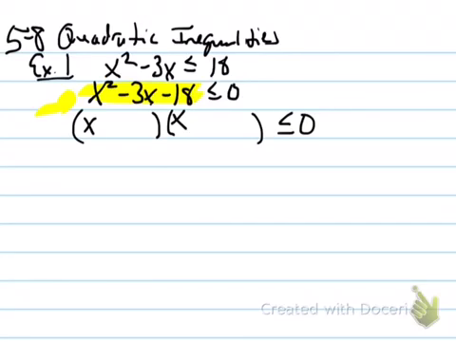Hopefully you're thinking a little bit on your own. That's why I'm pausing before I give it away. Hopefully you thought of minus 6 and positive 3. So those are the factors of x squared minus 3x minus 18.